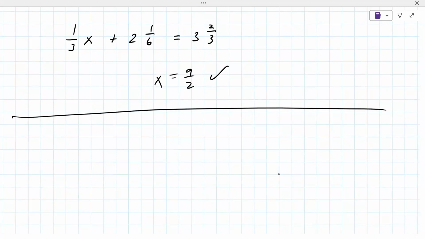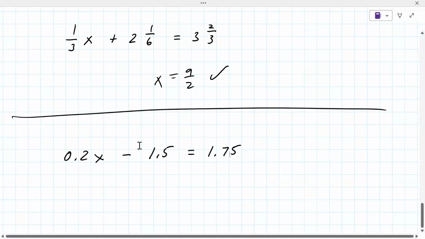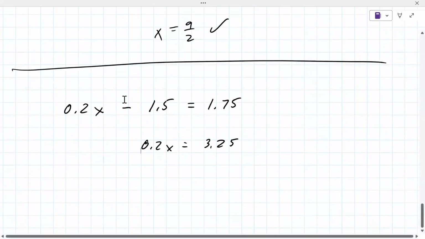Let's say it's 0.2x minus 1.5 equals 1.75. So we'll start with something like this. You've got to undo addition and subtraction first before multiplication and division. And then there's kind of a choice with what to do from there. So you should get 0.2x equals 3.25 to start. Is that okay? Yep. All right.